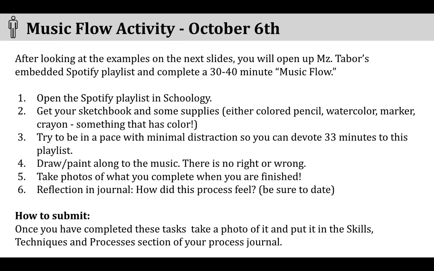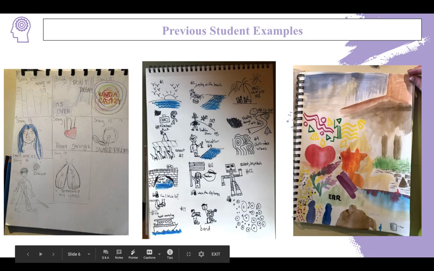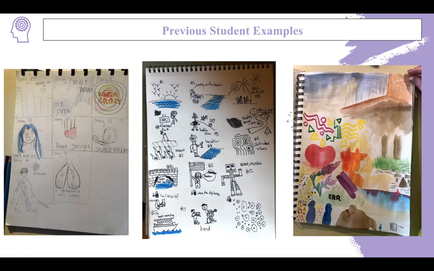There's no right or wrong, and everything that you completed, you'll just take a photo of it and then reflect in your process journal. Just how did it feel, and be sure to date it, because we just talk about how it feels when we're done in class. So here's some examples of my art and design students doing this activity. Like I said, there's no right or wrong way.